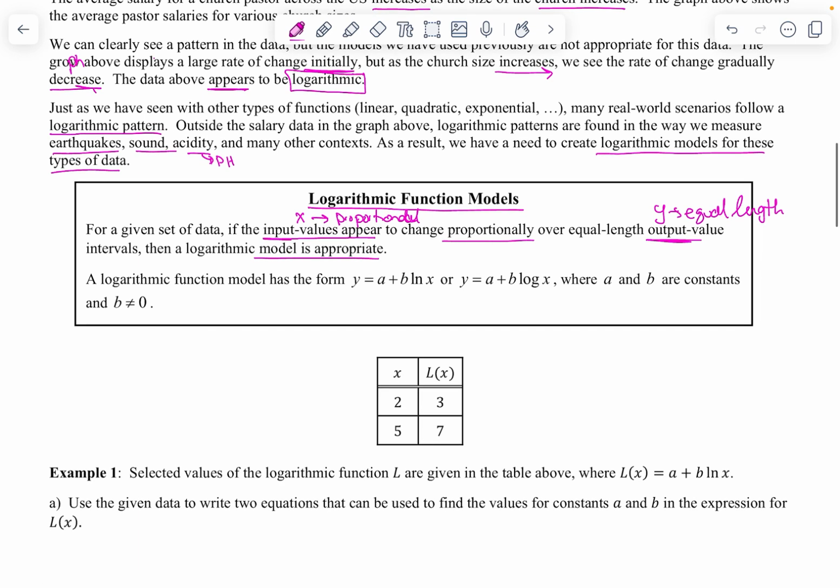A logarithmic function model has the form y equals a plus b ln of x, or y equals a plus b log of x, base 10, where a and b are constants. And of course, we have to remember that b cannot equal 0. If b equals 0, 0 times log x is just 0, so it's not a log function.